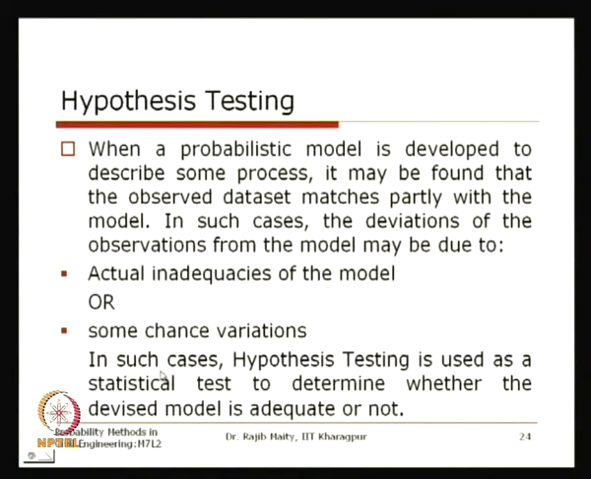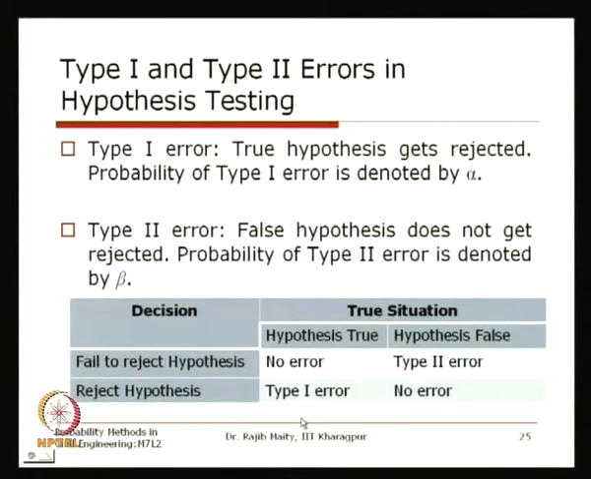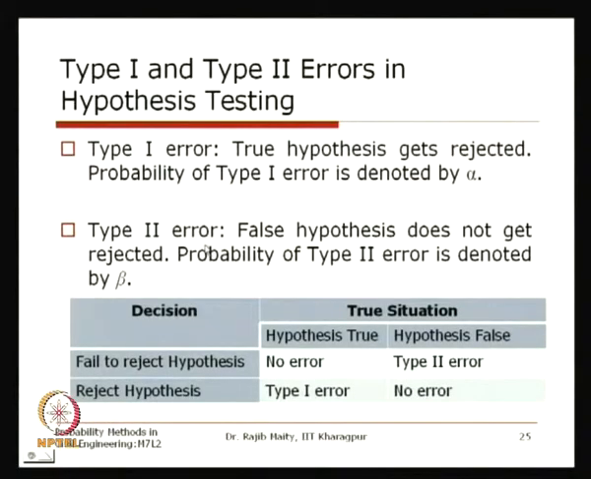So when it is varying, whether it is varying by chance or there is some real inadequacy in the model, hypothesis testing is used as a statistical test to determine whether the model is adequate or not. There are two types of errors in hypothesis testing. These are known as the type 1 error and type 2 error.